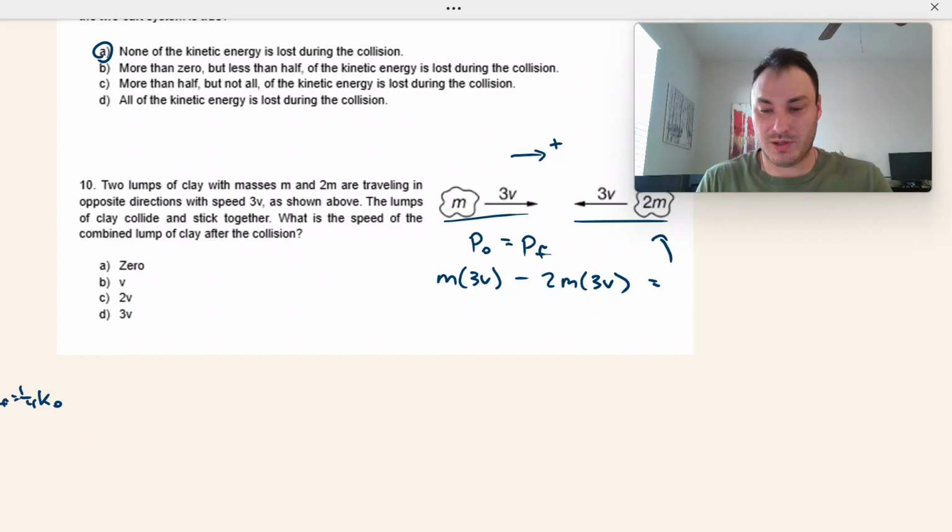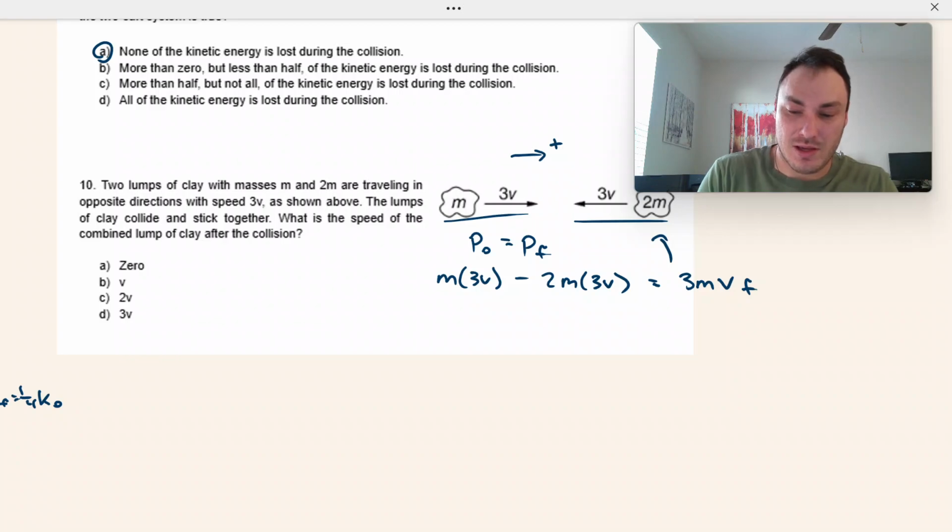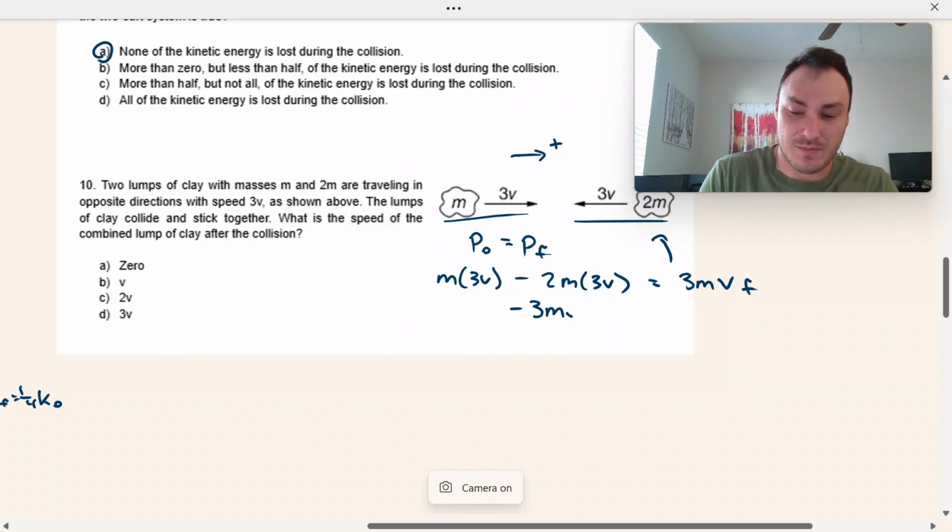The final momentum, they're going to stick together, so the total mass is now going to be 3m, and we're solving for the final velocity. So 3mv minus 6mv is negative 3mv, and that equals 3m v final. Divide both sides by 3m.